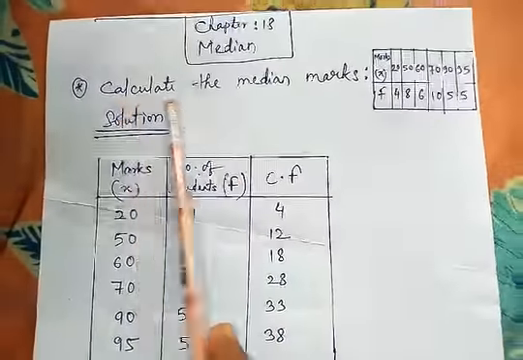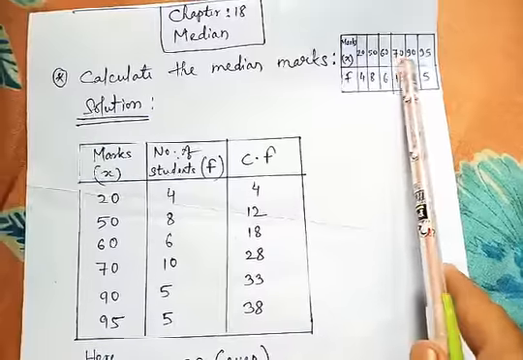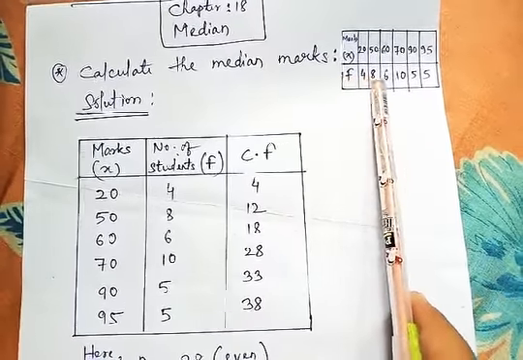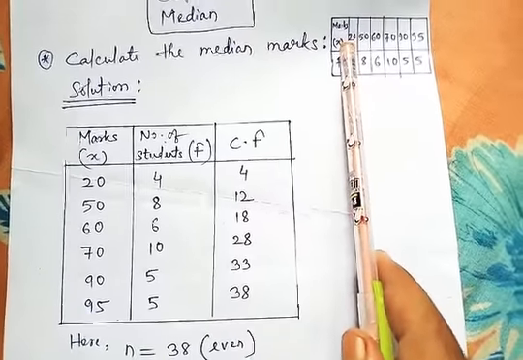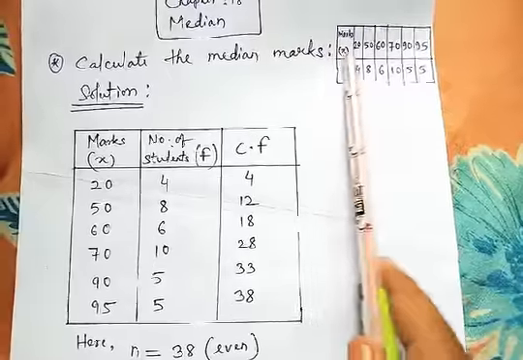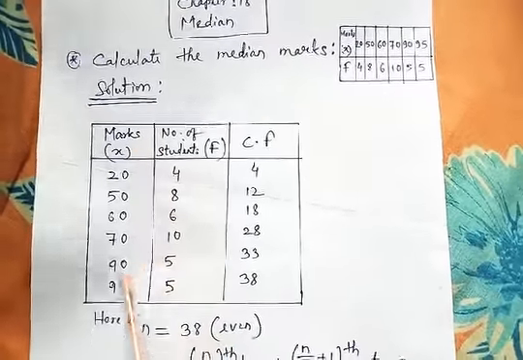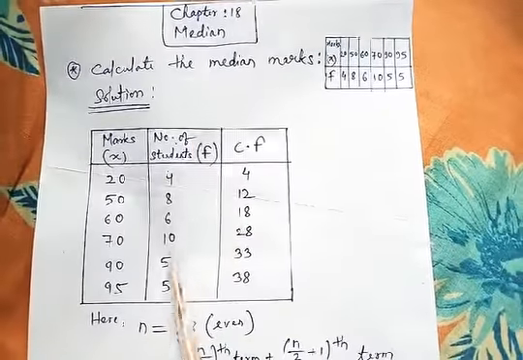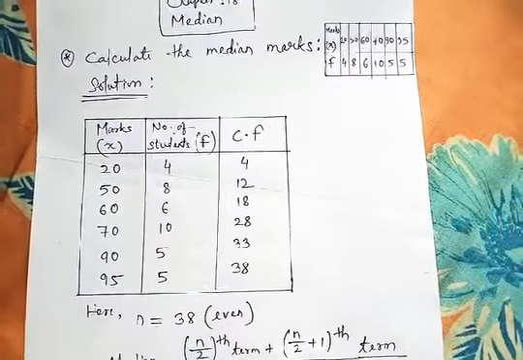Let me explain for even. Calculate the median marks. As you can see, 20, 50, 60, 70, 90, 95 are the marks. Number of students, frequency, is 4, 8, 6, 10, 5, 5. Good news is that here all the marks have been arranged in ascending order, so we need not arrange. In the solution, the same thing we wrote as it was in the question, marks and frequency columns, because it is already in ascending order.